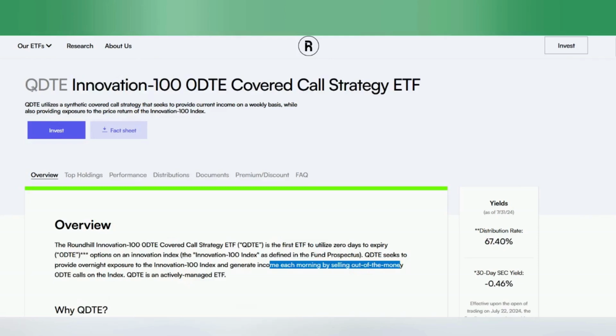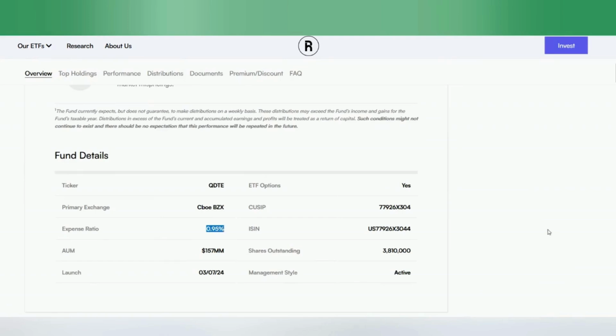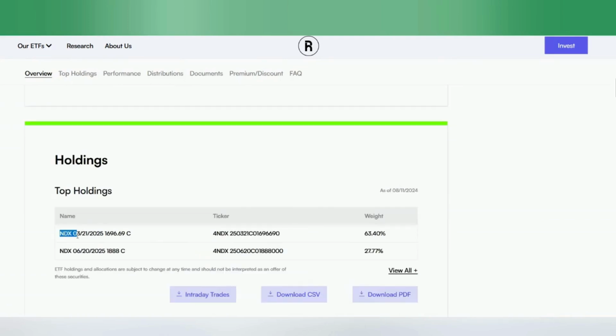If you go to their sister fund, QDTE, it's essentially the exact same thing, seeking to provide overnight exposure to the NASDAQ and generate income each morning by selling out of the money 0 DTE calls on the index. Their distribution rate is 67.4% and also has an expense ratio of 0.95. And again, the holdings are calls on the NDX, which represents the NASDAQ.